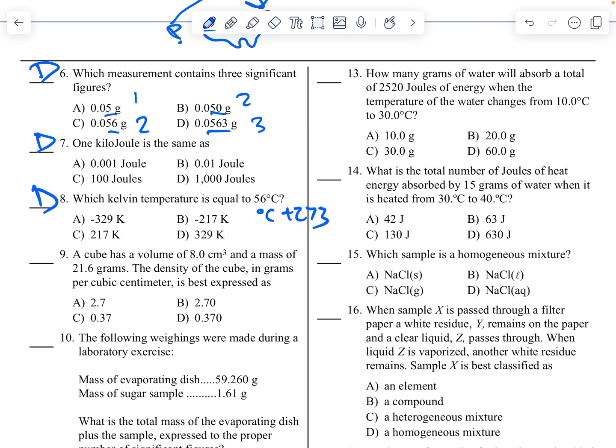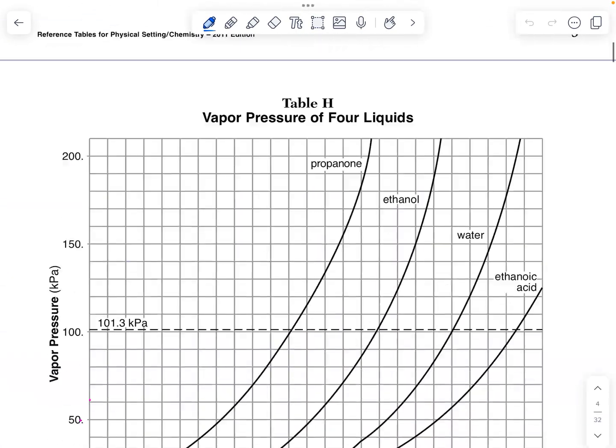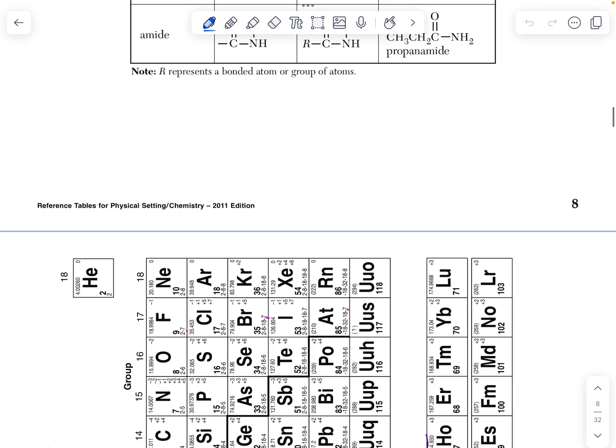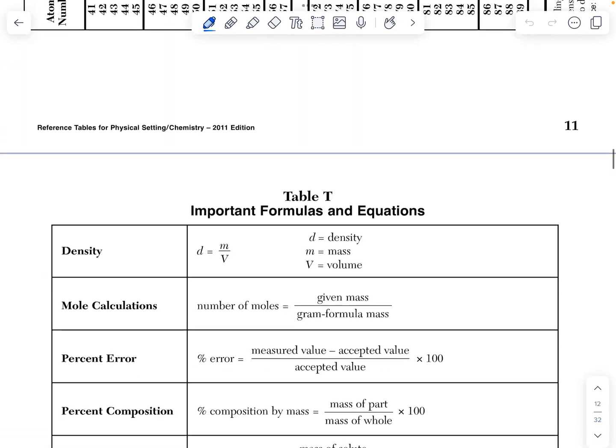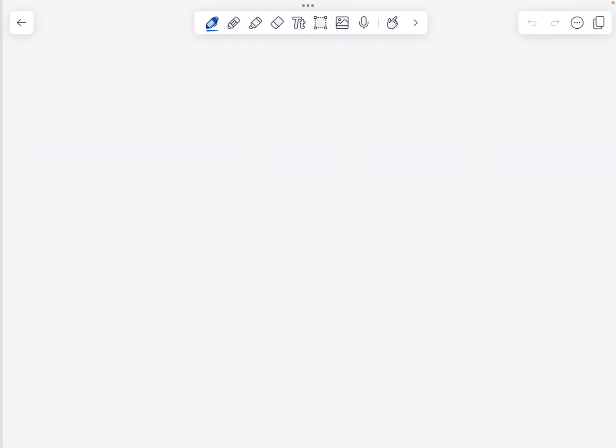A cube has a volume of 8 cubic centimeters and a mass of 21.6. The density is what? So on the reference table, table T, again, here we go, all the way down. You will find the formula for density. You do not need to memorize it. The formula for density is mass divided by volume. I highly recommend putting D over 1. That way you have 2 equivalent fractions and you can cross multiply.